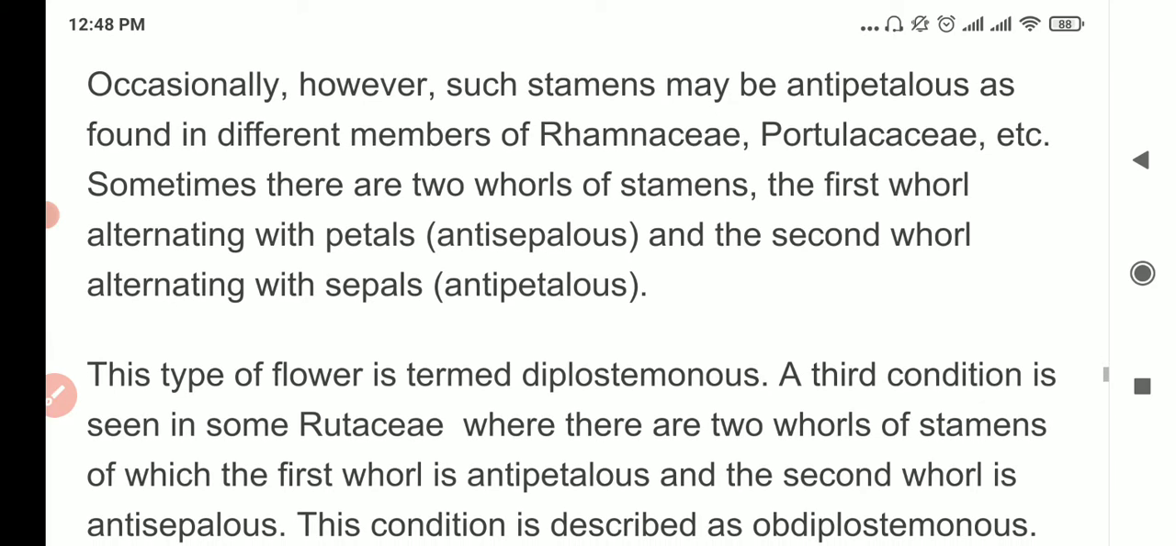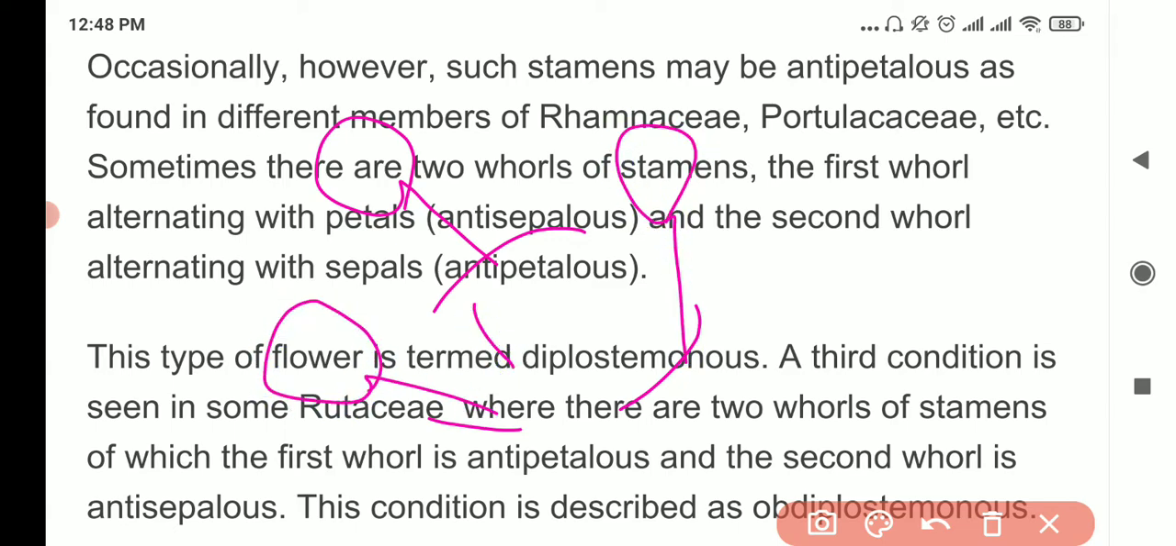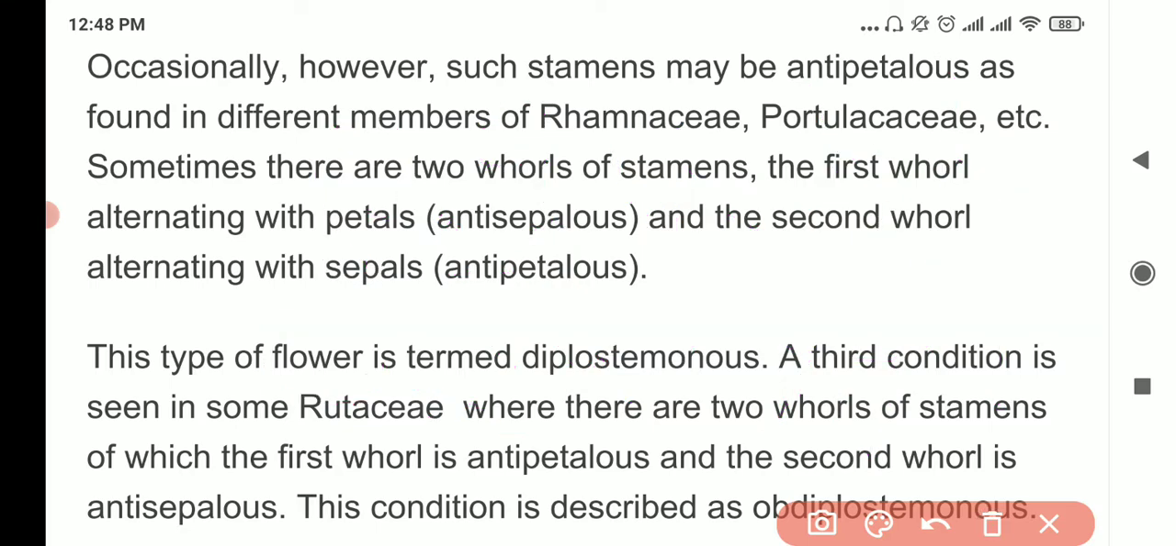Sometimes the stamens are in 2 whorls. Now let's say there are 6 stamens. So 1, 2, 3 in this whorl. So this is one stamen, another stamen, and then 1, 2, 3 in the inner whorl. So one stamen, one stamen and one stamen. They are not in the same whorl, not in the same place. They are coming out from different places. So the first whorl will alternate with the petal and the second whorl will alternate with the sepal. I think it's simple enough.